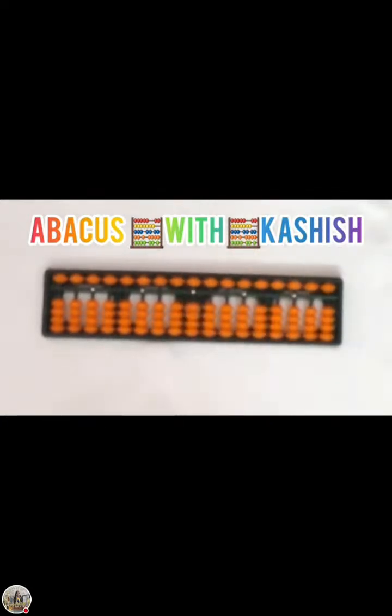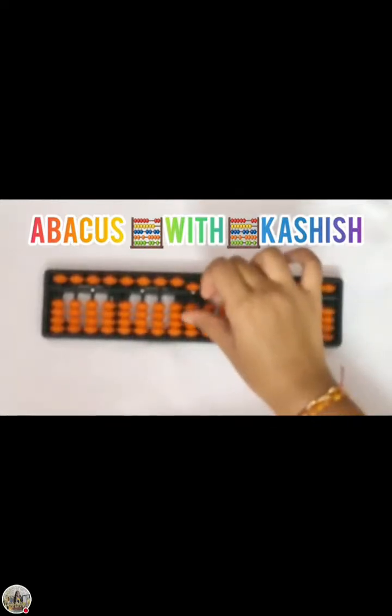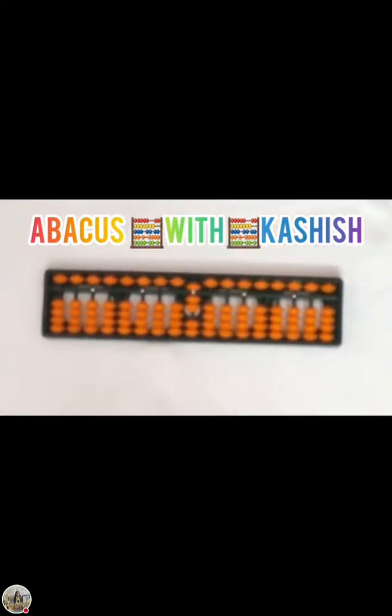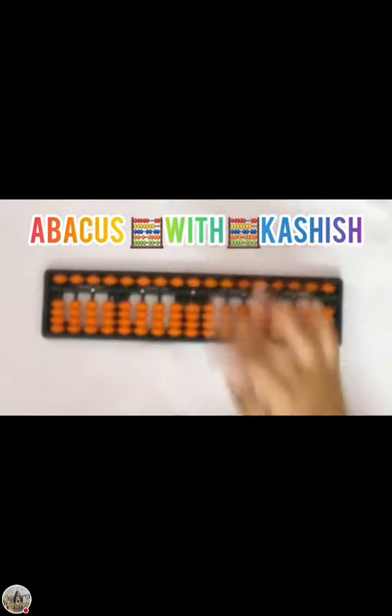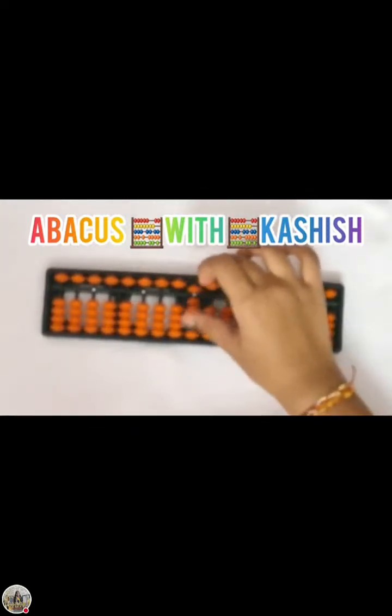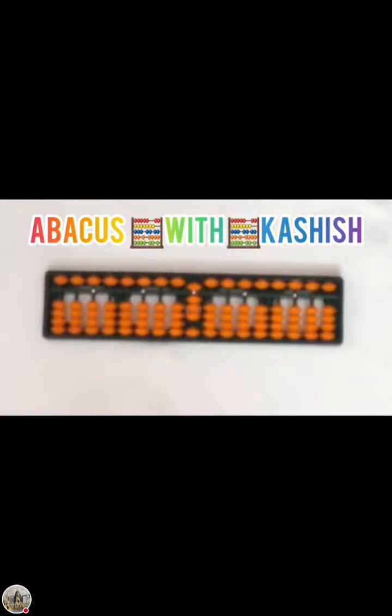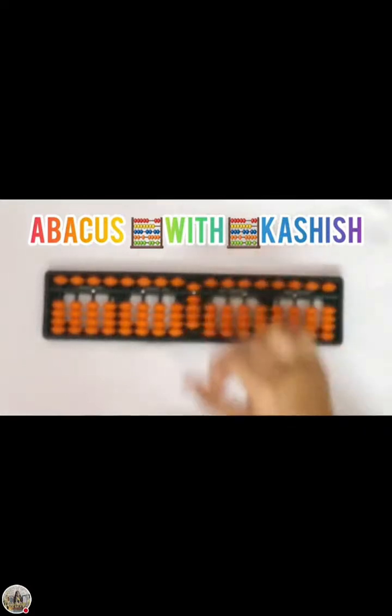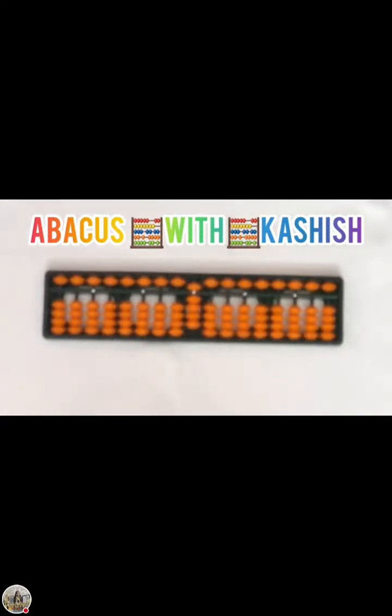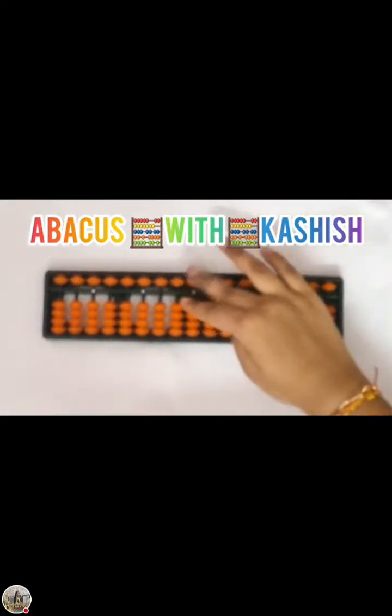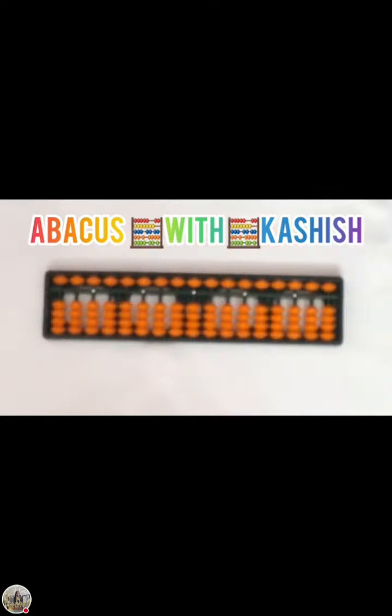If we were to add 7, we would add 5 and 2, which is 7. If you want to add 8, we'll add 5 and 3, that is 8. If you want to add 9, we'll add 5 and 4, that will be 9. So this was the concept of only one digit.